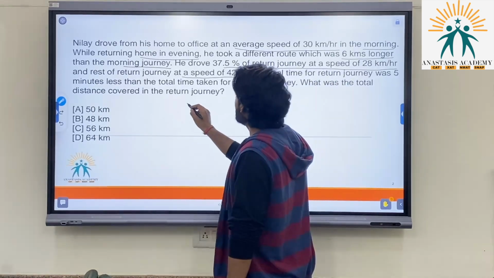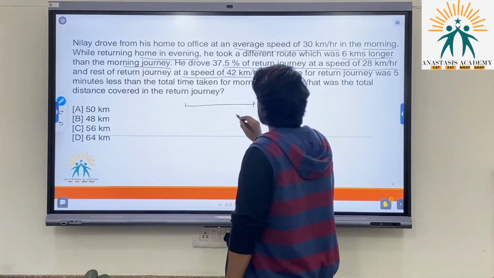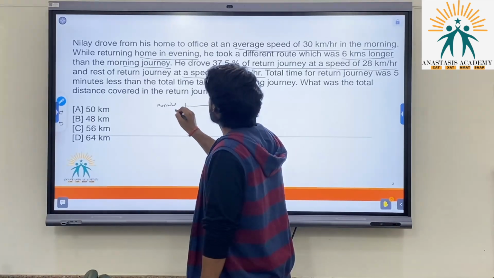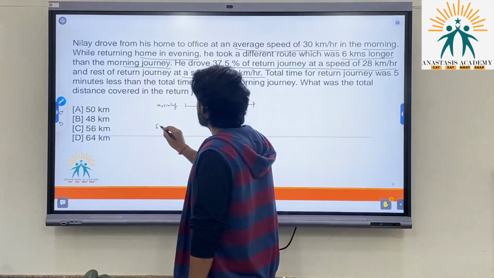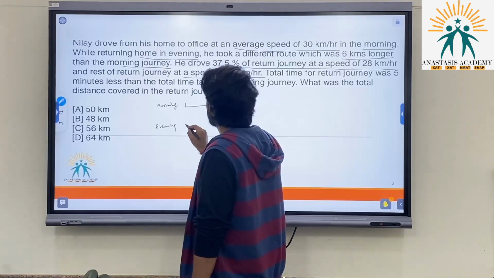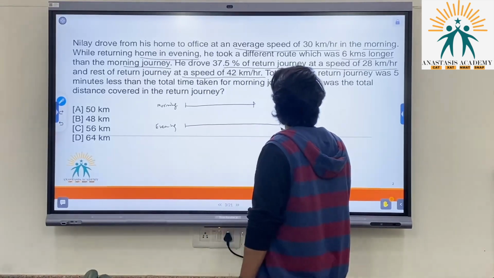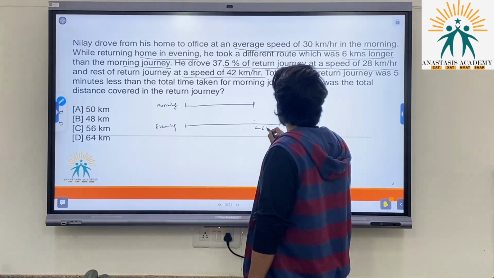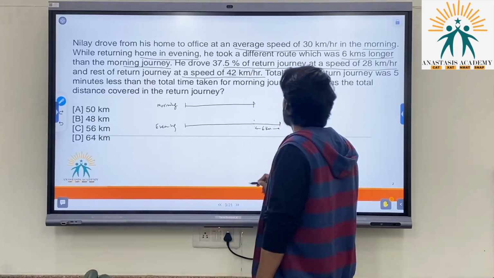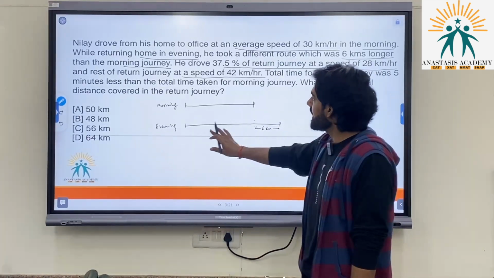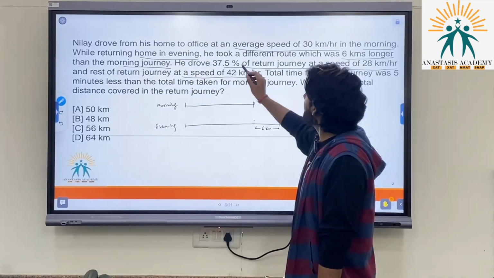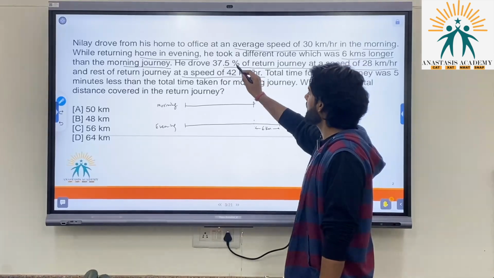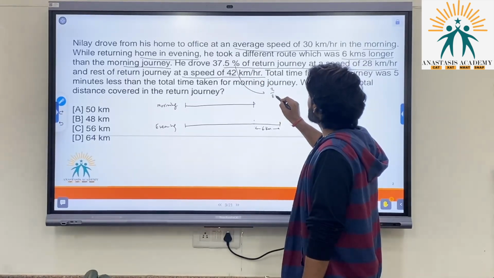So let's see. This is the morning journey, and this is the evening. In the evening he travels by a different route which is 6 kilometers longer. In the evening he is traveling 37.5% of the return journey. 37.5 is 3/8 of the journey.